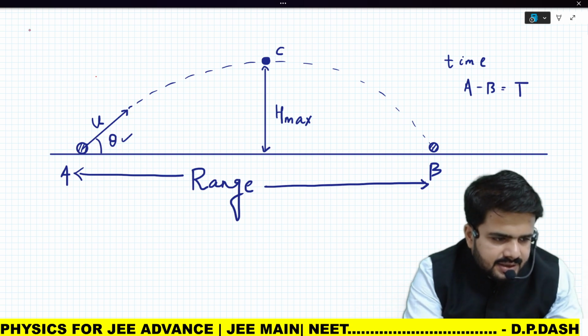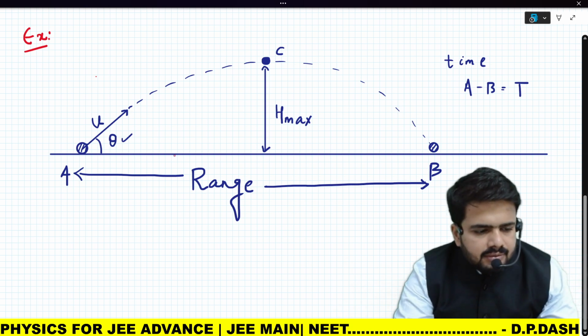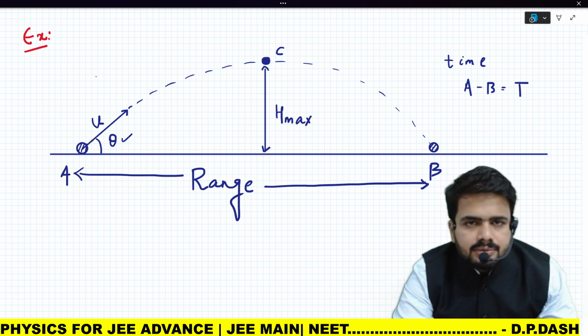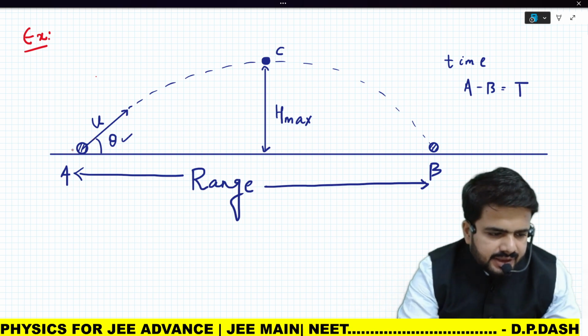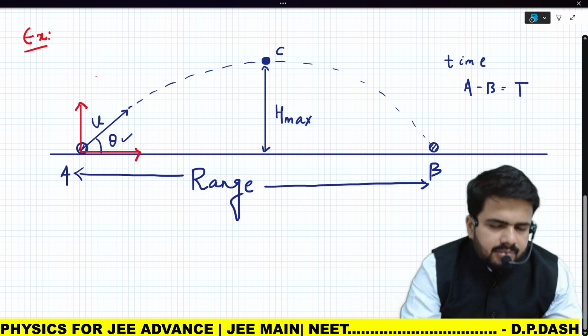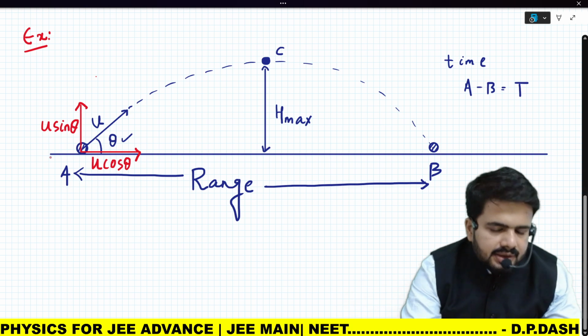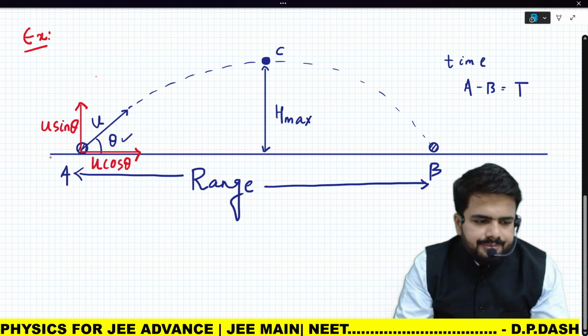So let us consider this example which I have given here. Here I have thrown a ball with an initial speed of u meter per second. The ball makes an angle theta with the horizontal. That means the ball will now have two components. So here I divide the velocity of the ball into two components. One is the horizontal component, which is given by u cos theta, and the other one is the vertical component, given by u sin theta.